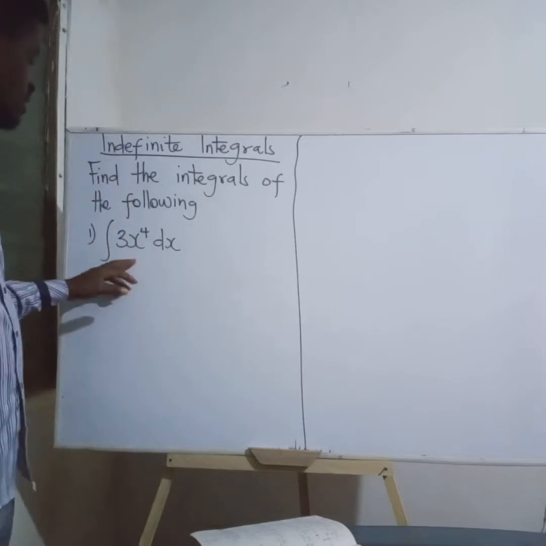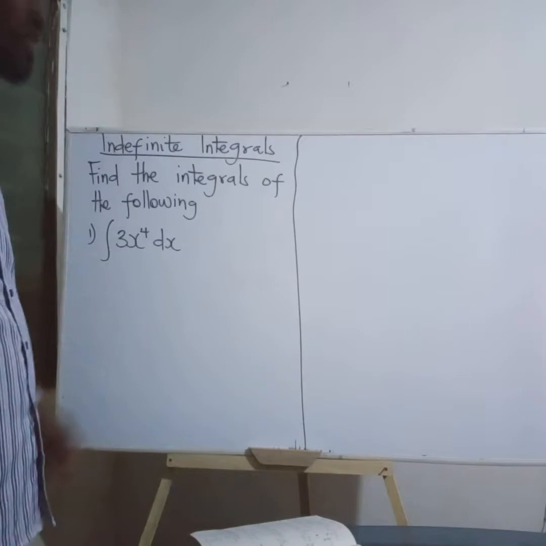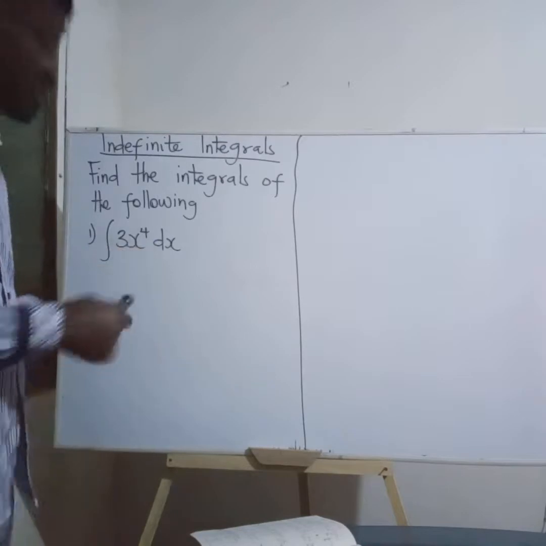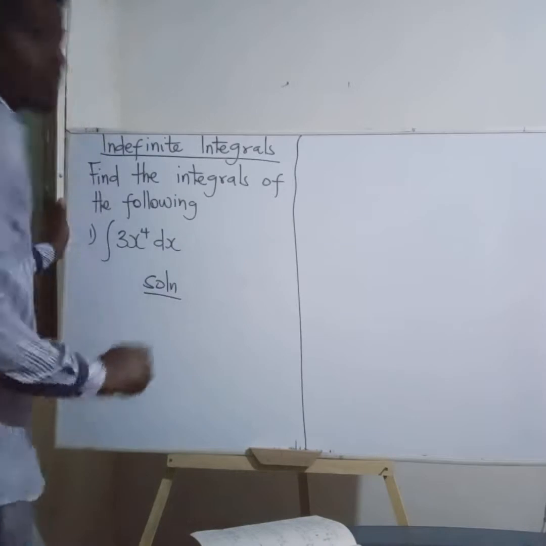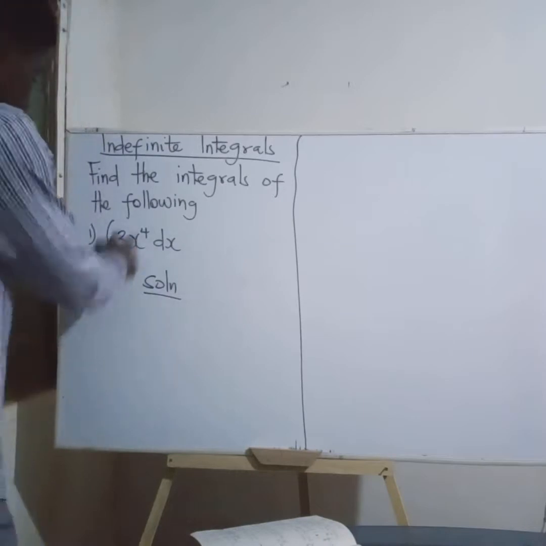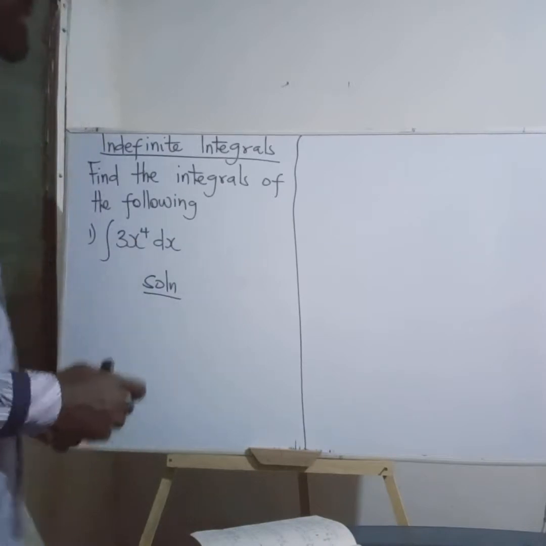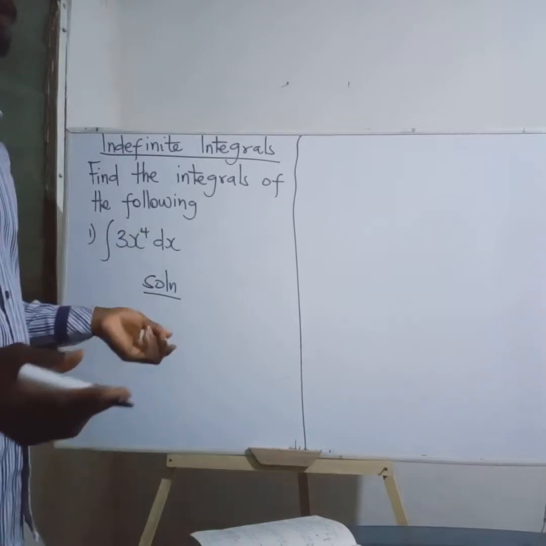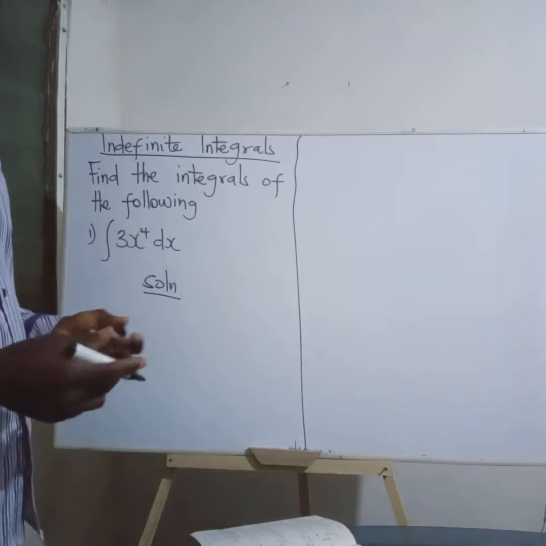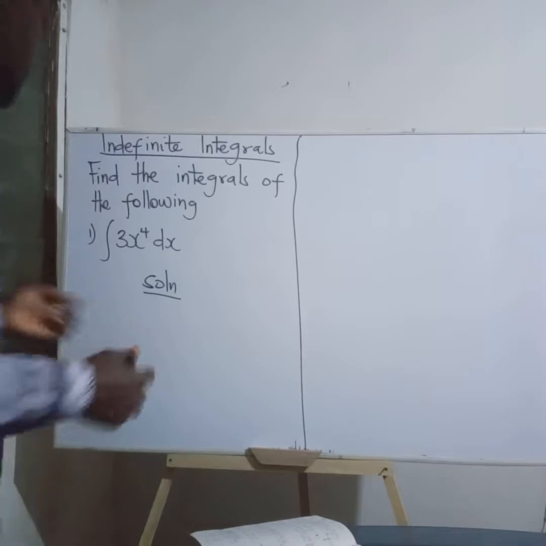And the first one is the integral of 3x exponent 4 dx. Solution. In integrating it, how do we go by it? You will just add 1 to the power divided by the whole power. That's the rule of integration. As simple as that.